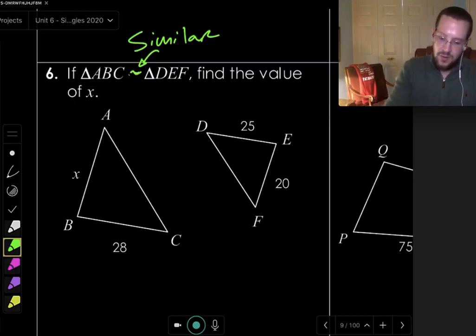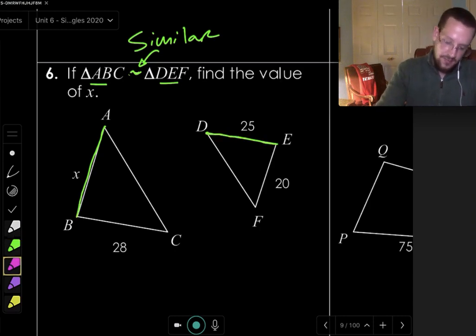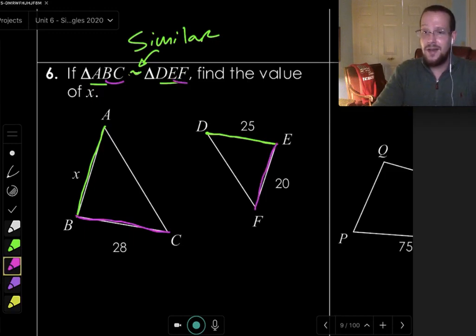So we need to find out what the corresponding parts are. Let's see, AB and DE are corresponding, because that's number one and number two. BC and EF are corresponding. And so now what we can do is we can find a ratio. We can find a scale factor. So one of these is going to be really easy to find.